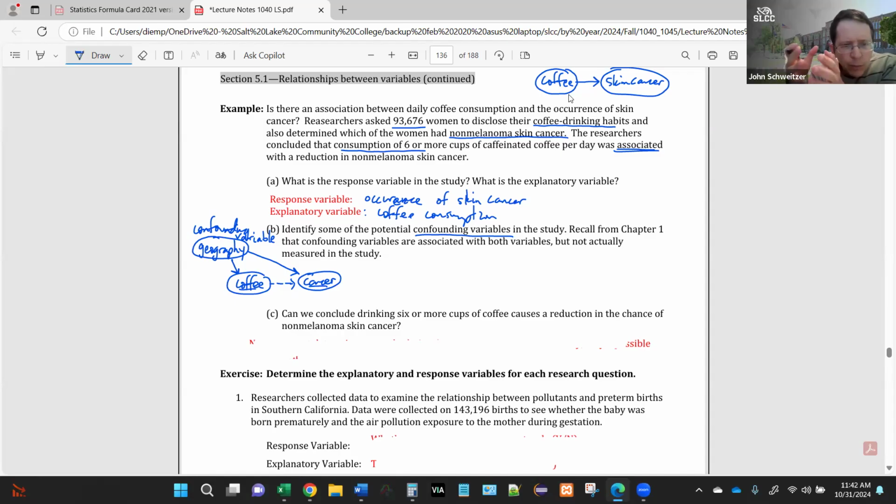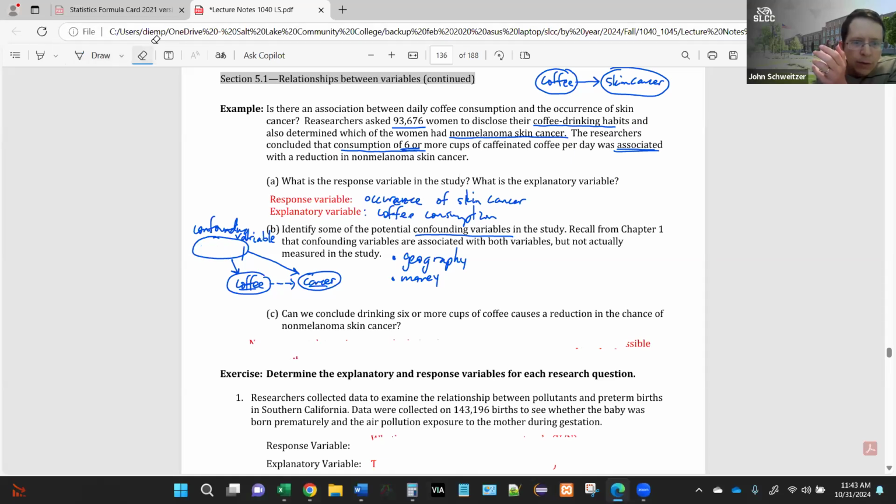So there could be some kind of weird geographical confounding variable. Okay, and really you can think of a million of these confounding variables. So I'm just going to name a few. Geography, maybe money, right? So if you're drinking 6 cups of coffee a day, coffee is kind of expensive, right? So maybe, who knows, if you're in that group of people drinking 6 cups of coffee a day, you've got more money, right?